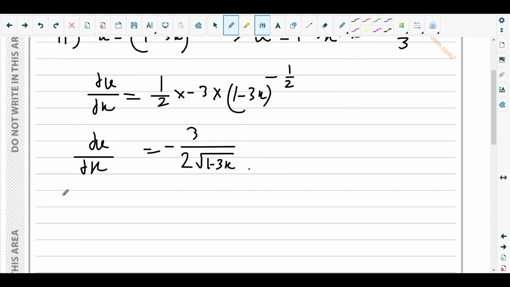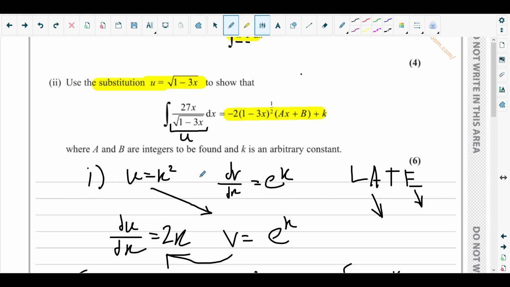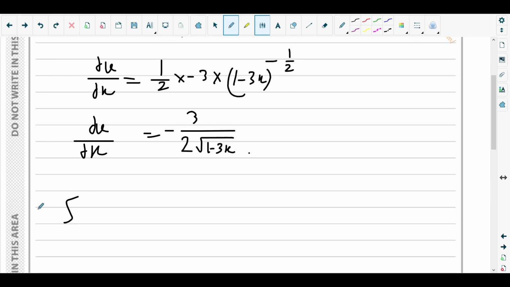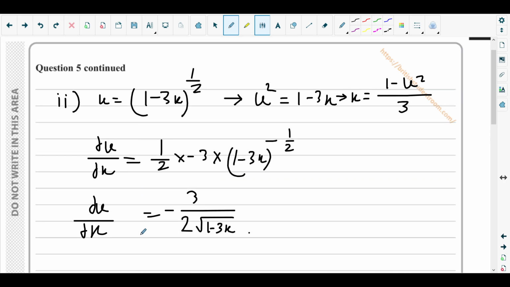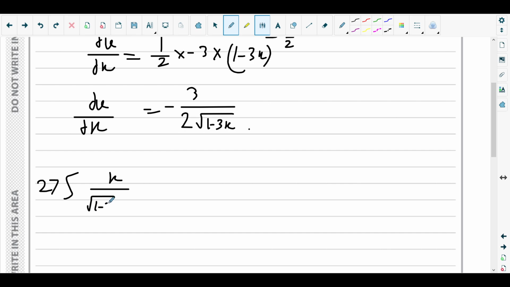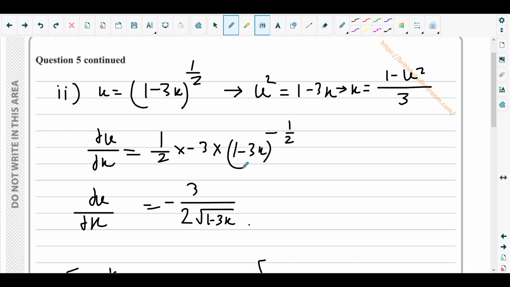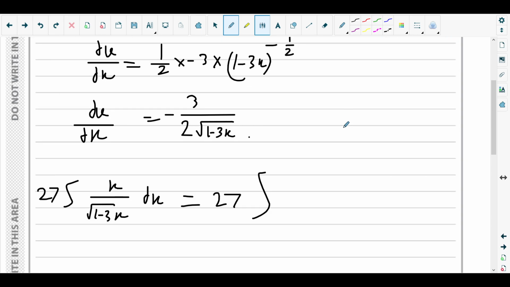Okay, so let's do that. What was the equation? Integration of 27x. So take this 27 outside the integral, that would be better. You will get x over square root of 1 minus 3x dx. It can be written as 27 integral. What should be in the place of x? It should be 1 minus u squared over 3, over square root of 1 minus 3x, which is just u.